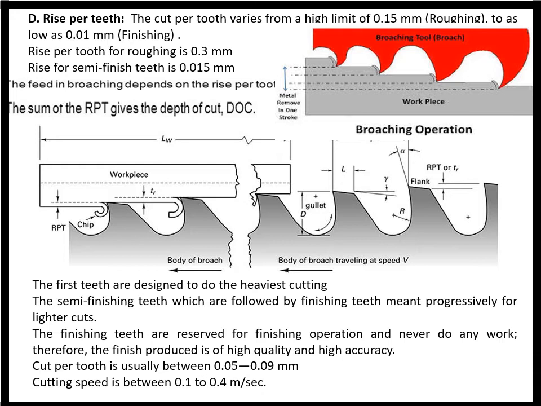The finishing teeth generally are reserved for the finishing operation. They do not remove material, they only do the burnishing operation. They never do any real work. So the finish produced by these finishing teeth is of high quality and it conforms to the tolerance with very high accuracy.